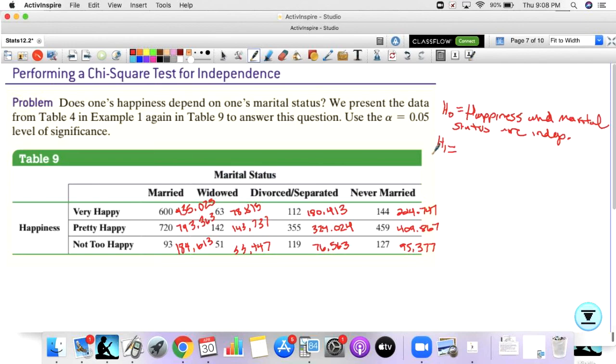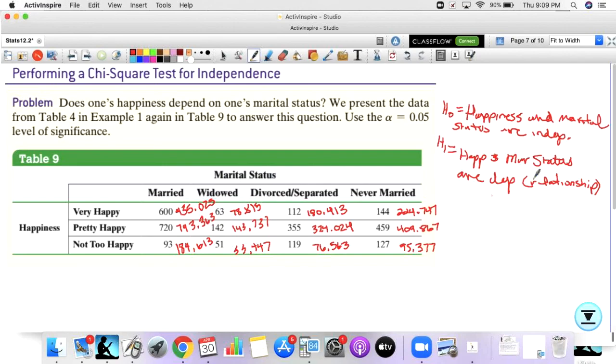That means my alternative is going to be that they are dependent, which means they are related. Remember, independent means that these two variables have no relationship, okay? So it doesn't matter what your marital status is, it has no relationship with your happiness, okay? The alternative is that there is a relationship between them, that they are dependent, okay? So happiness and marital status are dependent, which means they have a relationship.